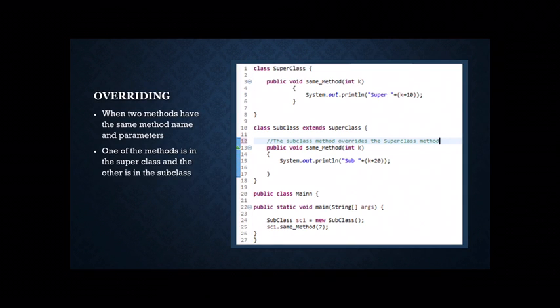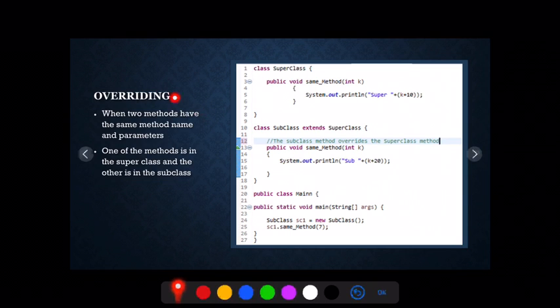Method overriding is when you have 2 methods that have the same method name and the same parameters, but one of the methods is in the superclass and the other method is in the subclass. So one is in the super, one is in the subclass. Here in the sample code on the right, we have a class called superclass. That will be our superclass, of course. And this is the subclass. And right here, we can tell that this is a subclass because it has the keyword extends.